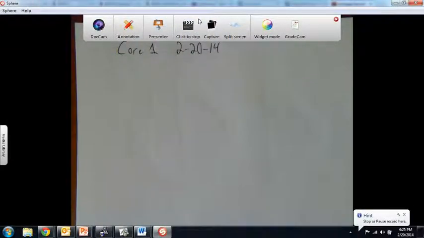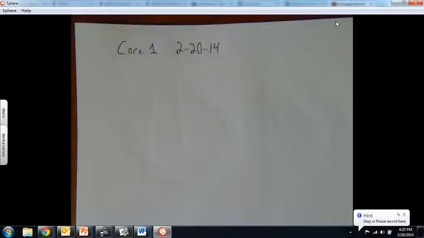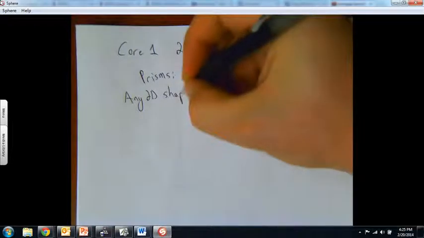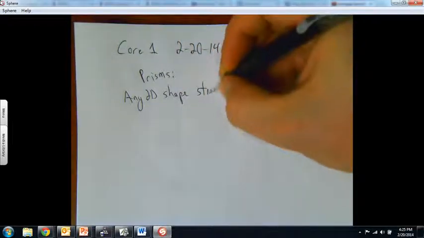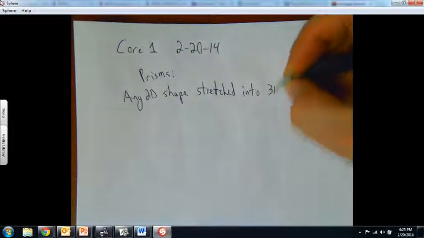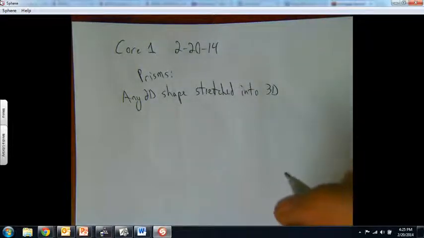Okay, in Core 1 today, we took a look at some more geometry that you should have learned before, but that we're reviewing just in case, which is going to involve prisms. Now, we looked at a simple definition of prisms as being any 2D shape stretched into 3D. So we can take this and look at some examples.